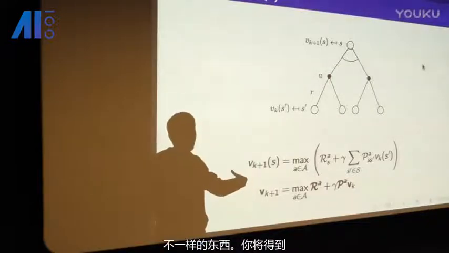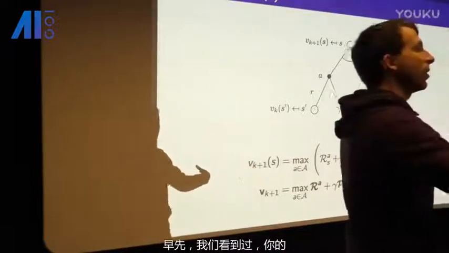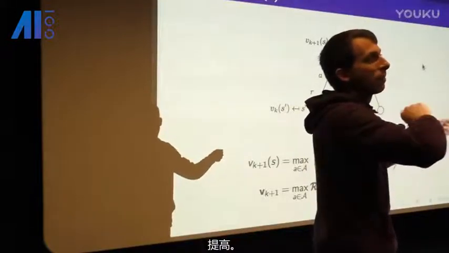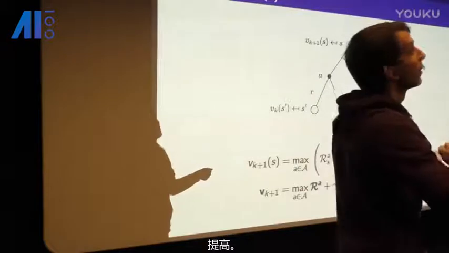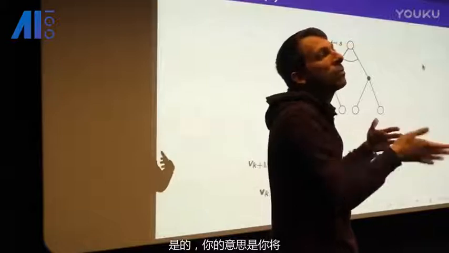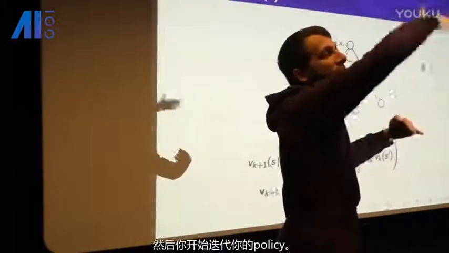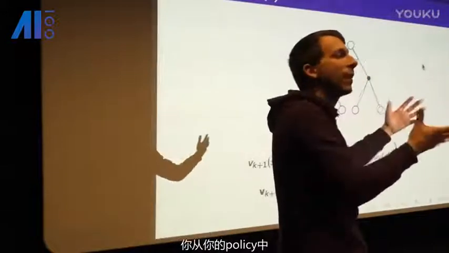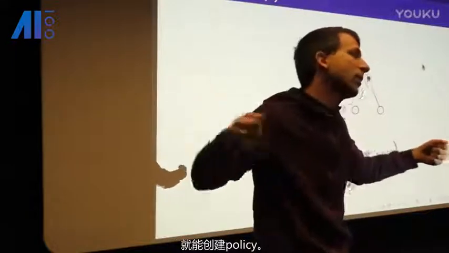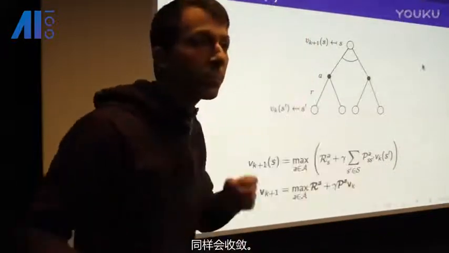In fact, you'd get something better from the policy improvement theorem that we saw earlier. Your value function would go up. So it's like you would be mixing value iteration with policy iteration if you did that. You would stop doing your value iteration and then start doing policy iteration, where you basically take the value function you took and build policies in the way that we did in policy iteration. So you can mix the algorithms. You could do that in principle, and that would also converge.